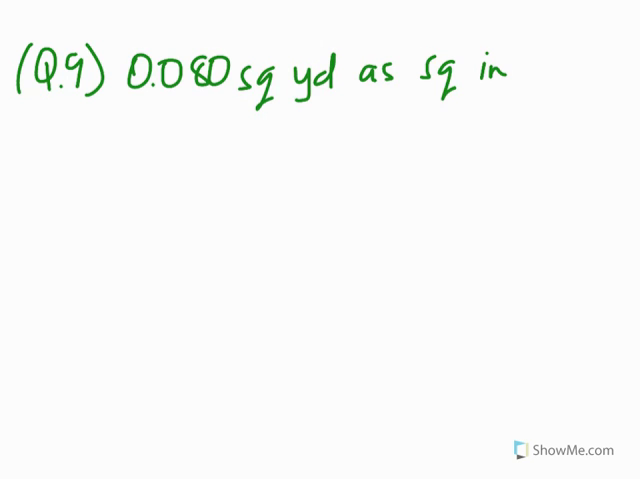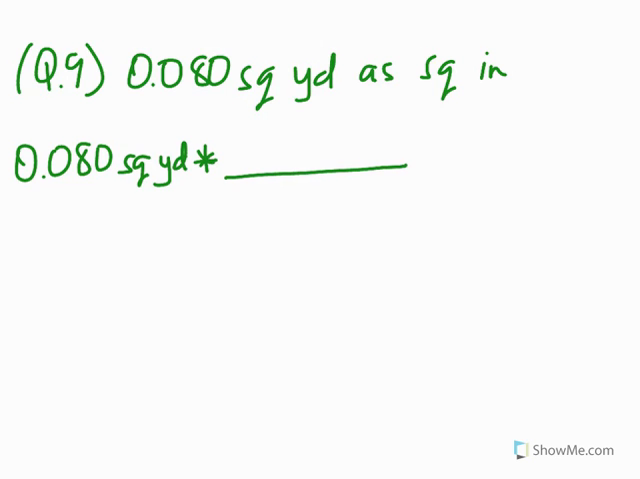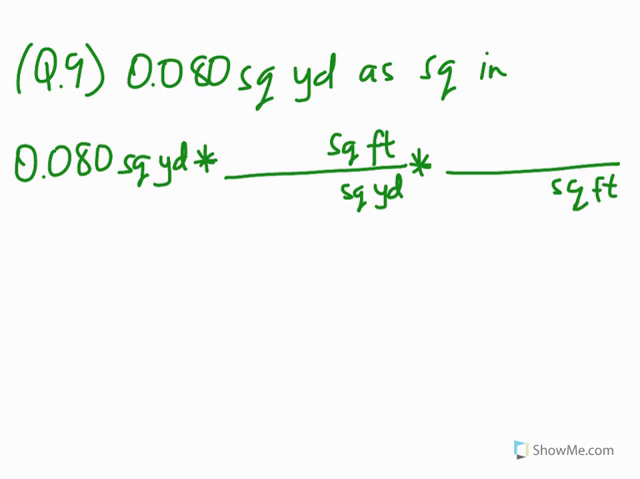Okay? So we now have 0.080 square yards. Multiply. You put the square yard below at the denominator, and you put the middle guy square feet at the numerator. Then in the third stage, you put the middle guy square feet at the denominator. And what do you now want to find? Square inches. You put it at the numerator. Okay?